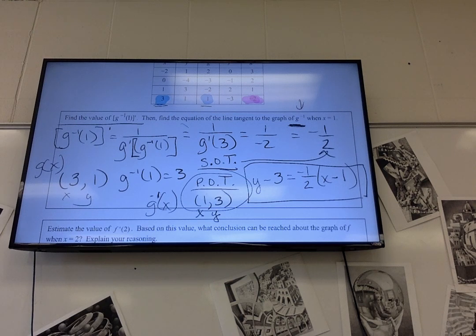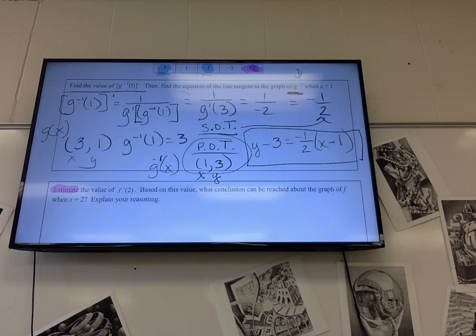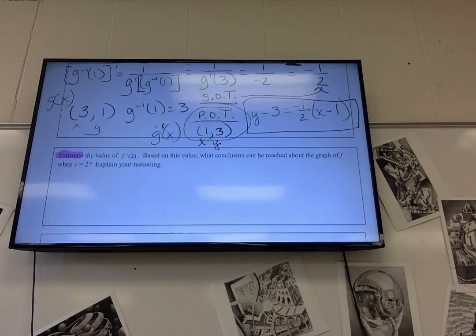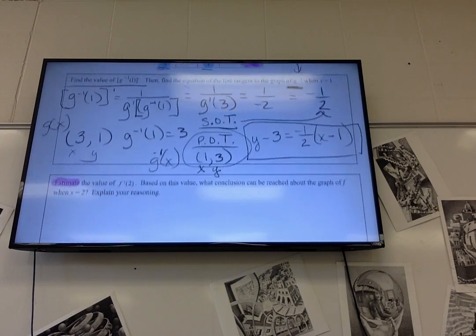Okay, so now we're going to estimate the value of f prime of 2, based on the value. Based on this value, what conclusion can be reached about the graph of f when x equals 2? Explain your reasoning. Well, that's not anything major. That's not even involving inverses.